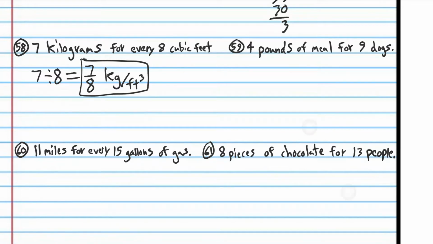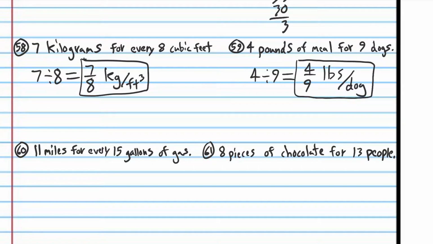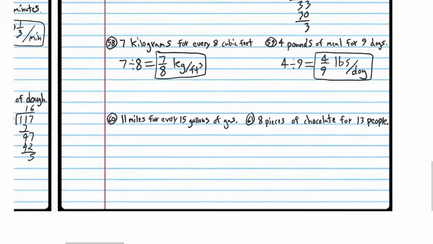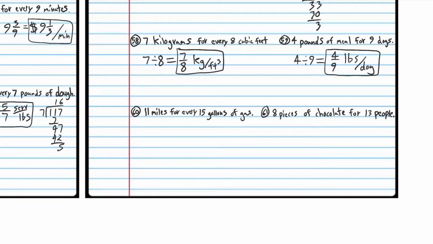All right, we're back. 4 divided by 9. You can just write that as 4/9 pounds per dog. 4/9 pounds of meal per dog. That's the fraction of a pound of meal that every dog is going to get. So again, these are pretty easy.